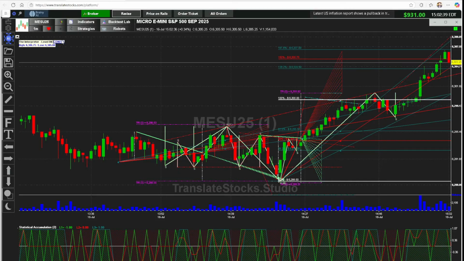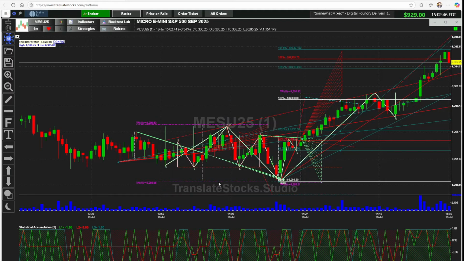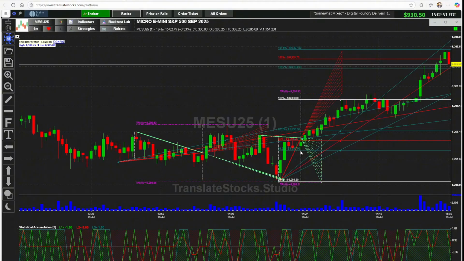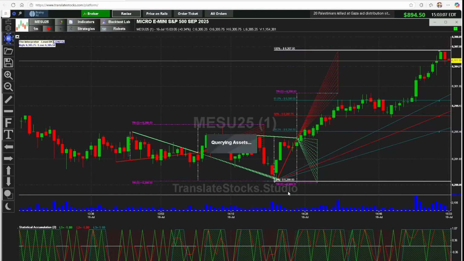Also, I am seeing a lot of head and shoulders here. Let me remove the head and shoulders so we can have a cleaner view of what's happening. Just support, resistances, triangles, and the Fibonacci fan right now. We actually had a projection here to the 6303. I'm seeing the MES U25. Actually, let me change this to the NQ U25, the Micro Nasdaq, the same 1 minute.